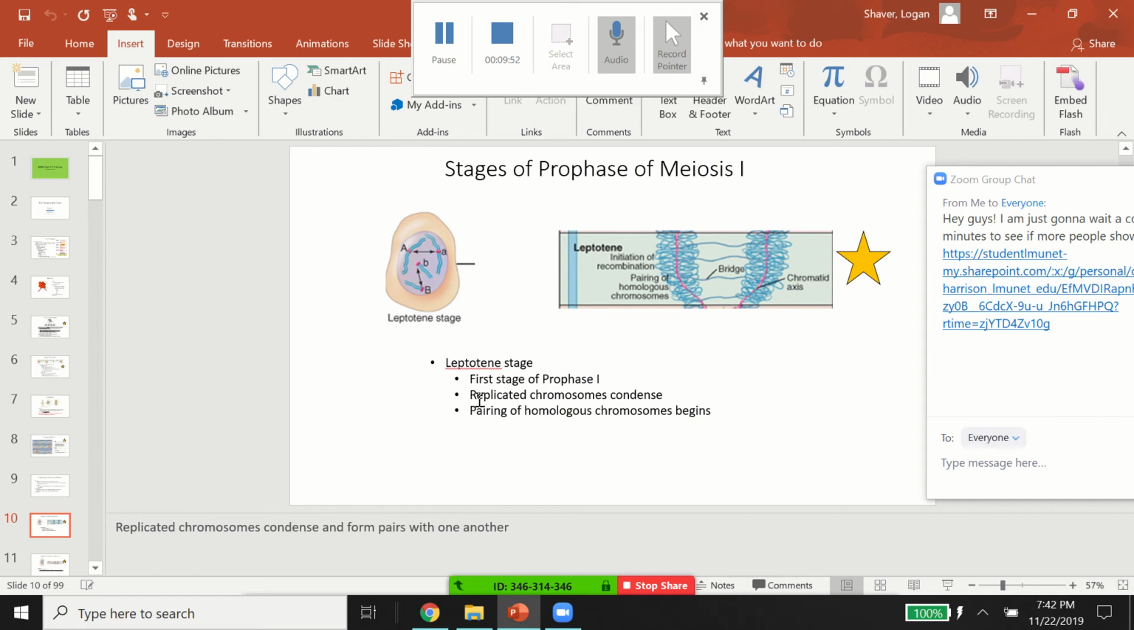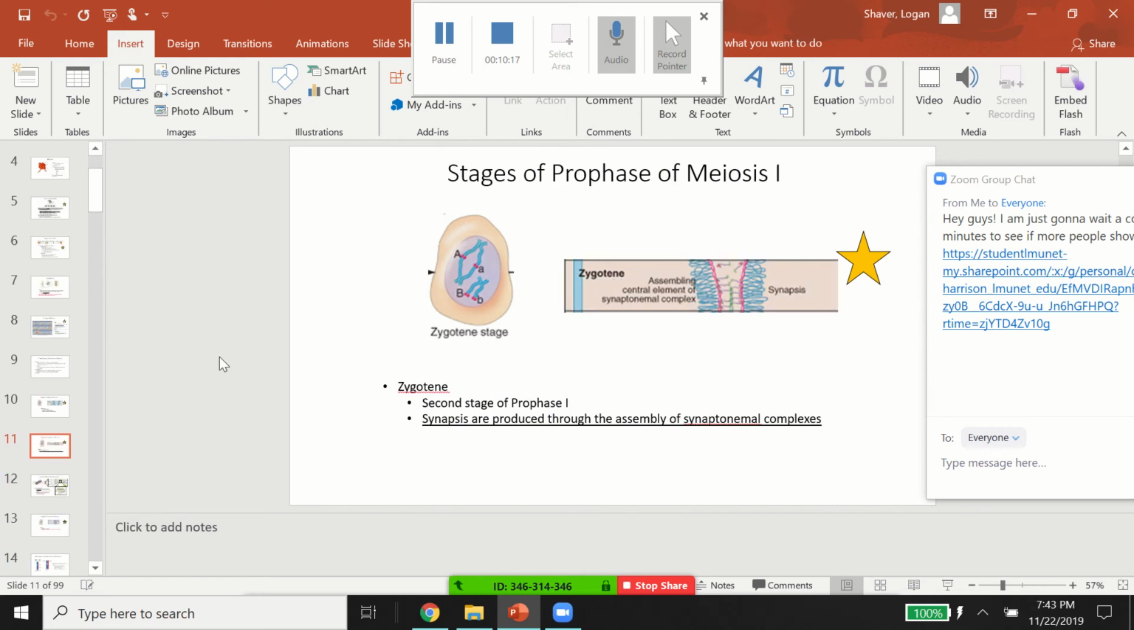In this stage, you have replicated chromosomes. They condense. You remember how we talked about condensing? That's how that whole process occurs. Then you have pairing of homologous chromosomes, and that also makes sense if you think about it with that being early, because it doesn't really take much effort, and since they're already condensed and near each other anyway, it makes sense for that pairing to occur first.